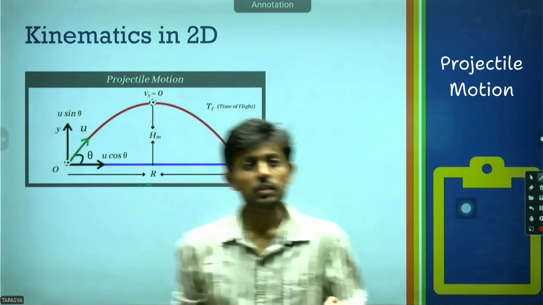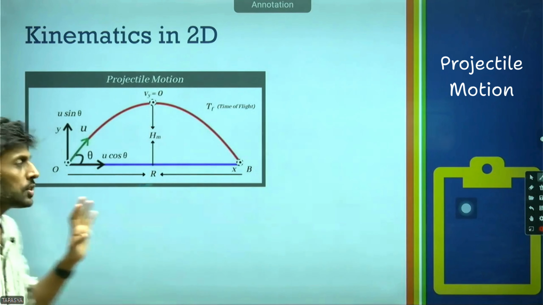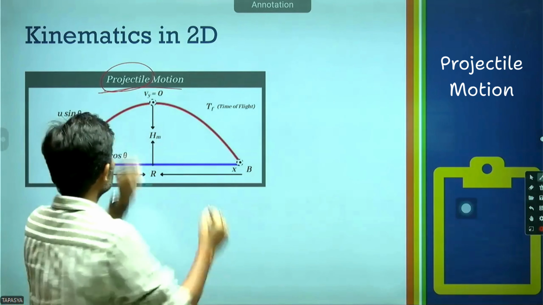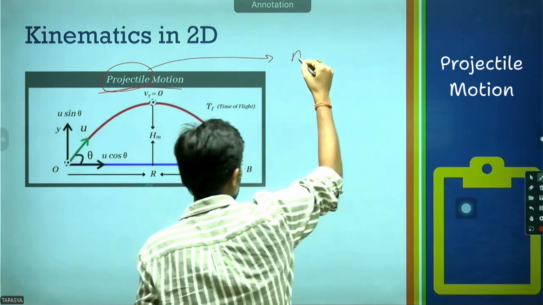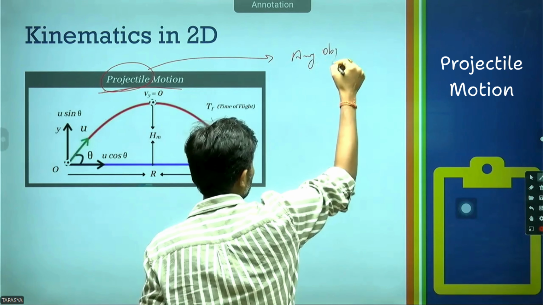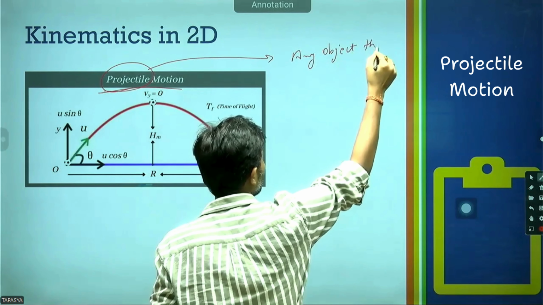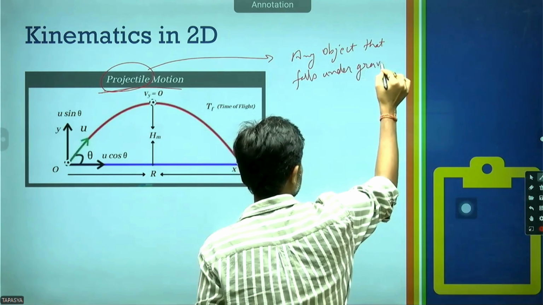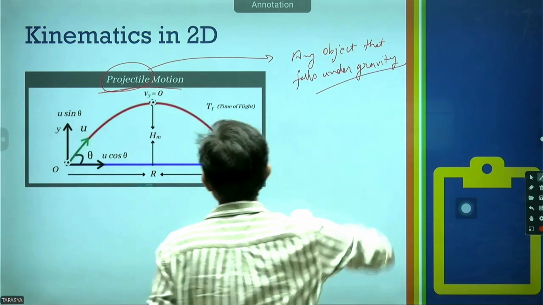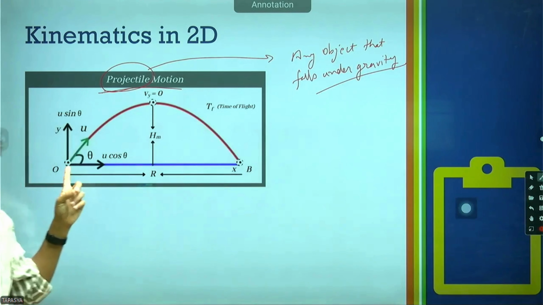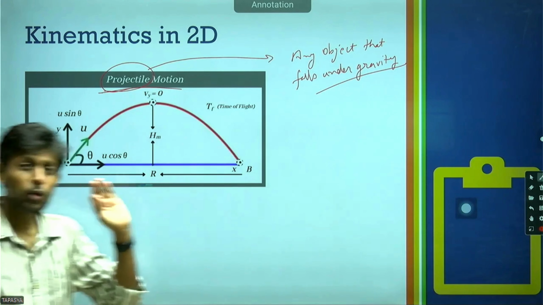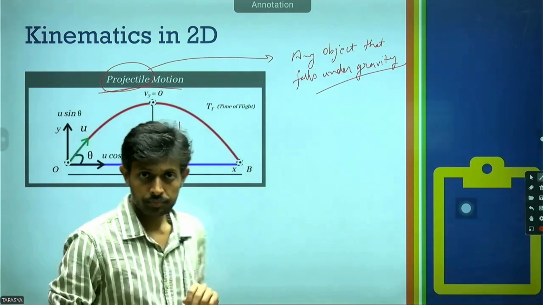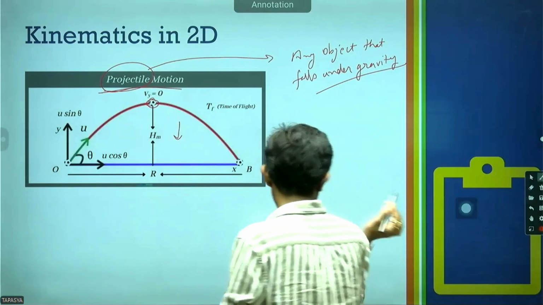Such kind of motion on Earth are known as projectile motion. Projectile basically is any object that falls under gravity. Okay. So if you kick this ball, the only force acting on this is the gravitational force acting downwards. Is this a projectile motion then?